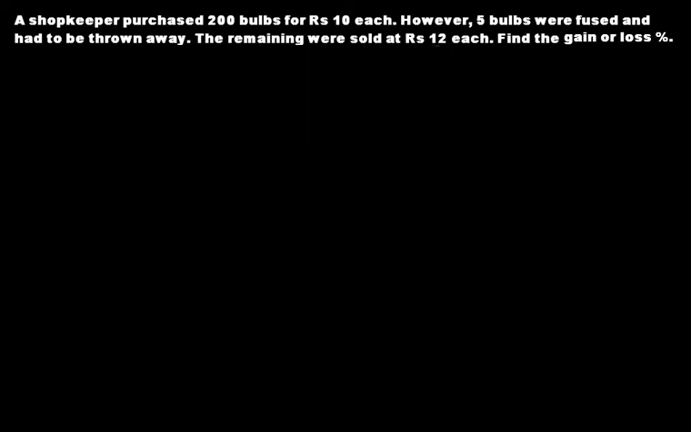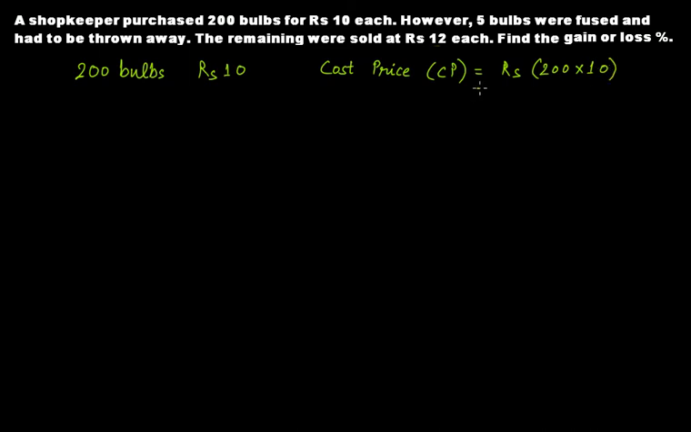Okay, so assume that you are that shopkeeper who purchased 200 bulbs. So you purchase 200 bulbs and the cost of each bulb is rupees 10. Now tell me what will be the cost price. So the cost price, or the CP, of these 200 bulbs will be 200 multiplied by 10, that is rupees 2000, right? So this is the cost price.